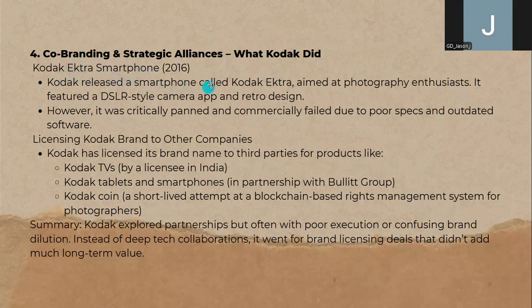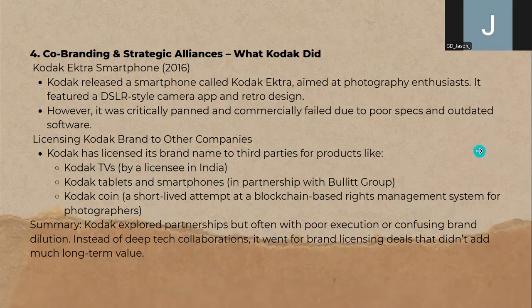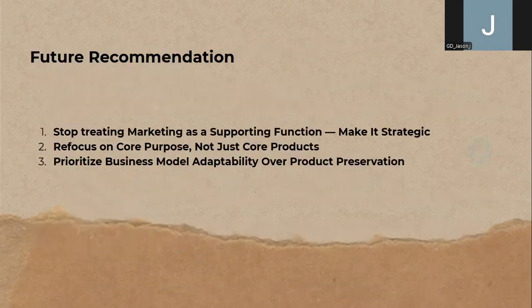And then what they did is that they actually launched a smartphone by itself, called the Kodak Ektra Smartphone. Kodak released a smartphone aimed at photography enthusiasts. It featured a DSLR-type camera and retro design. However, it was critically panned and commercially failed due to poor specs and outdated software. Licensing the Kodak brand to other companies: they also licensed its brand name to third-party products like Kodak TVs, tablets, smartphones, and Kodak Coin. In summary, Kodak explored partnerships, but often with poor execution and confusing brand dilution. Instead of deep tech collaboration, it went for brand licensing deals that didn't add much long-term value.